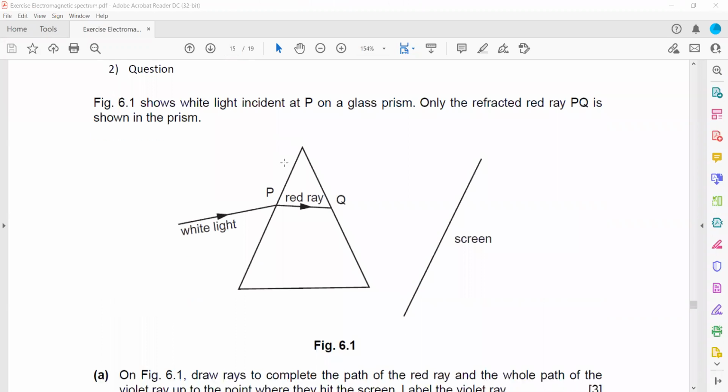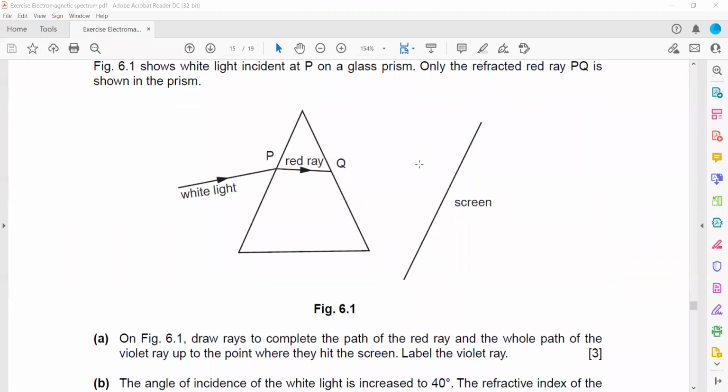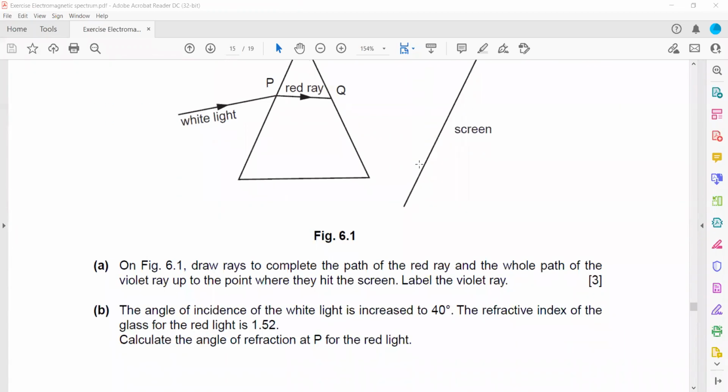Question 2, figure 6.1 shows a white light at P. Red light is shown. On the figure, draw a complete path for red. So for red, we have to complete a path, so it will bend away. And then the whole path for violet. So we want to draw, violet will bend the most. So this will be the path which is taken by the violet.